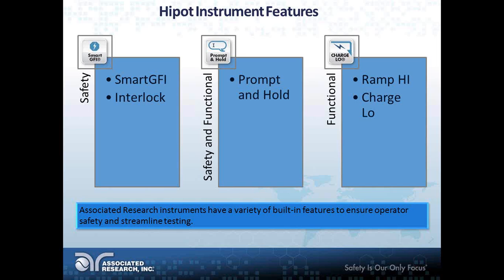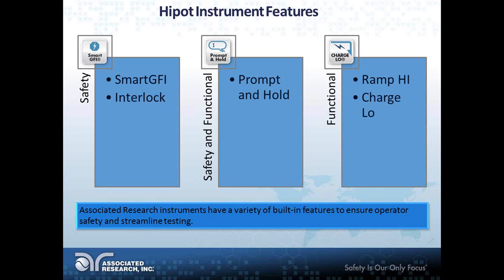Same goes for the interlock. The interlock is an interlock disable key that is used with all of our Hipot testers, and without this key, the instrument will not output any high voltage. And if the interlock is disabled during the Hipot test, the instrument will instantly stop or abort the output. We're going to talk about these two features a little bit more in detail.